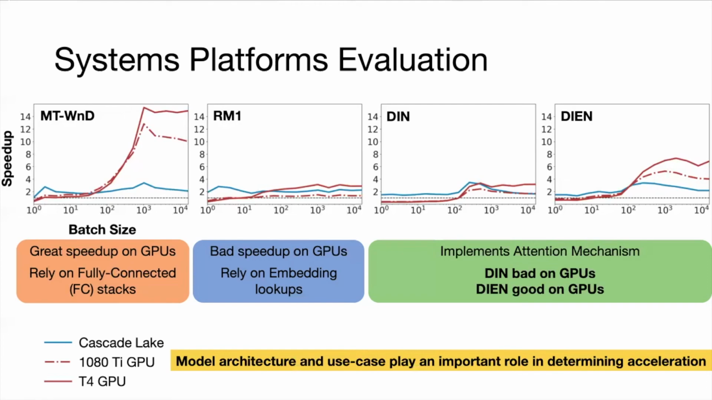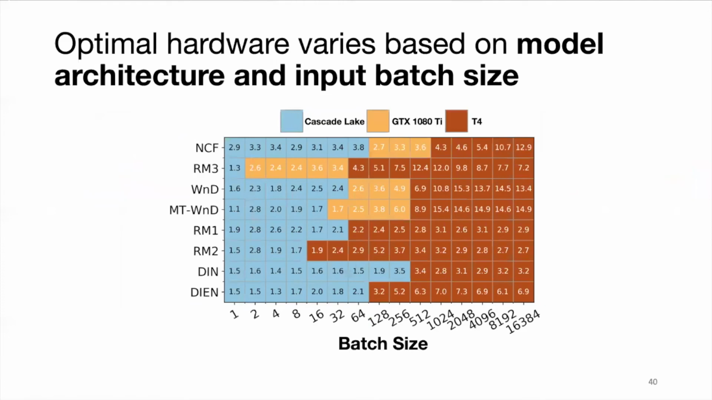Now, to summarize, the key point here is that model architecture and use case play an important role in determining acceleration. In summary, optimal hardware varies greatly for these different use cases. Here, I've shown the optimal hardware for each use case with the shading of the blocks, and the optimal speedup that comes with this platform with the number within the block.